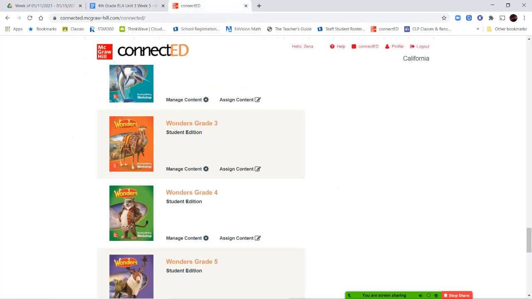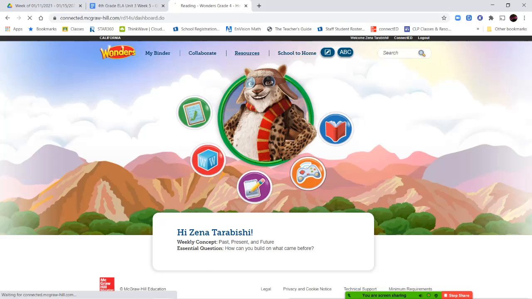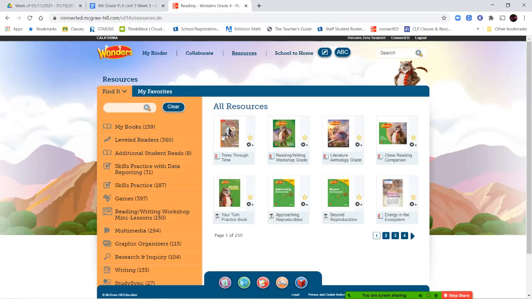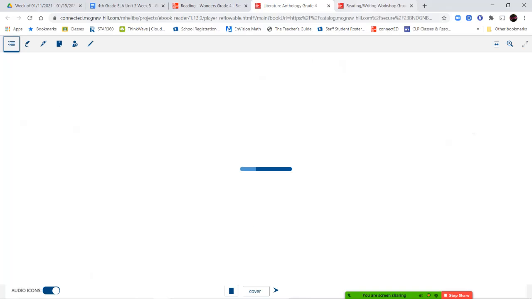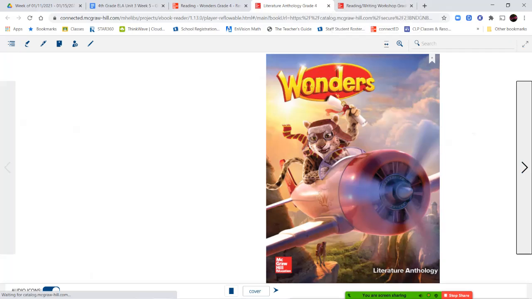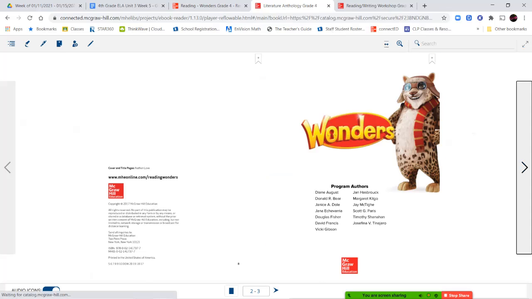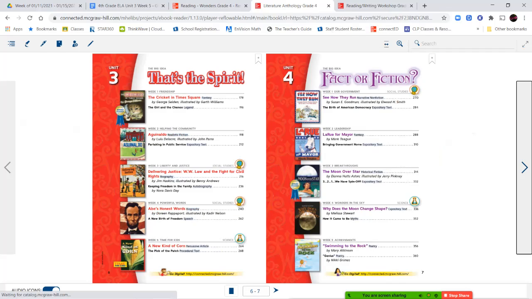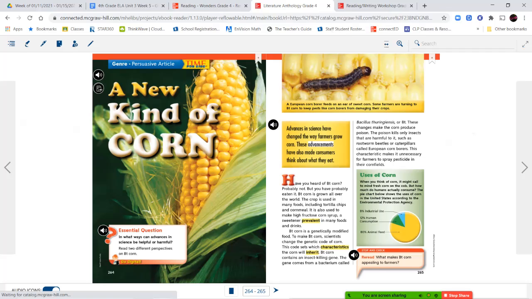Next, we're going to get into your weekly stories. So we're going to open up our books and we're going to open up our reading and writing workshop as well as our literature anthology. And we're going to jump into Unit 3, Week 5, a new kind of corn.